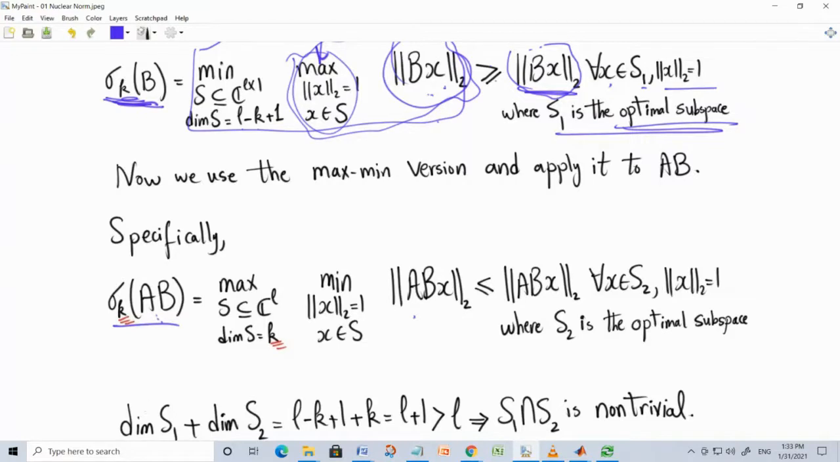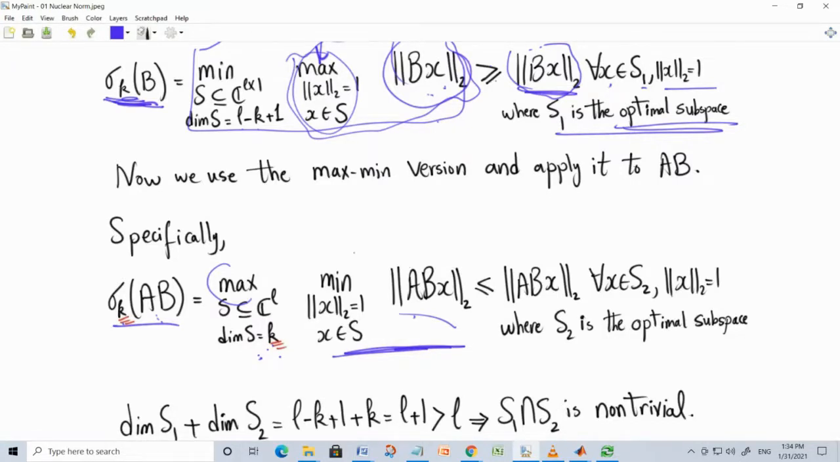In this formulation, what you do is the following. You choose a subspace with dimension k. So k here is k there. And now over the subspace, you minimize this quantity. You minimize the L2 norm of ABX for every subspace of dimension k, and then you choose the maximum of the minimum. Okay, so that's another formulation.